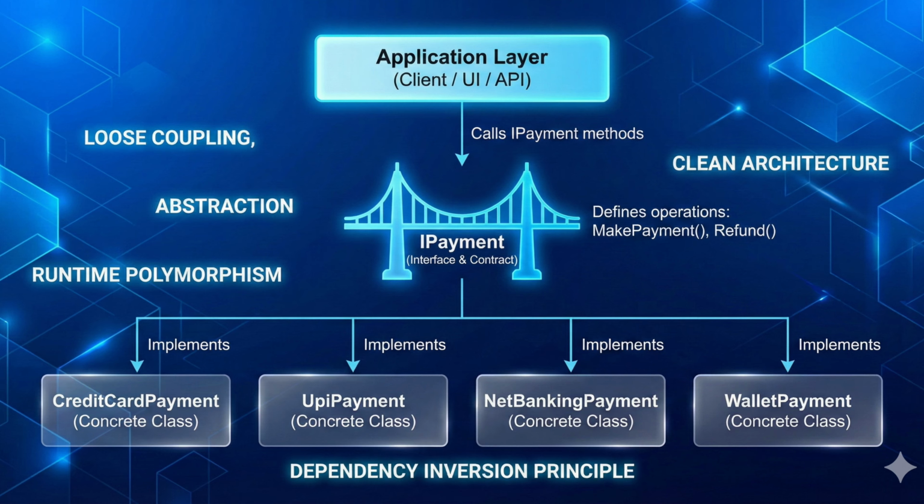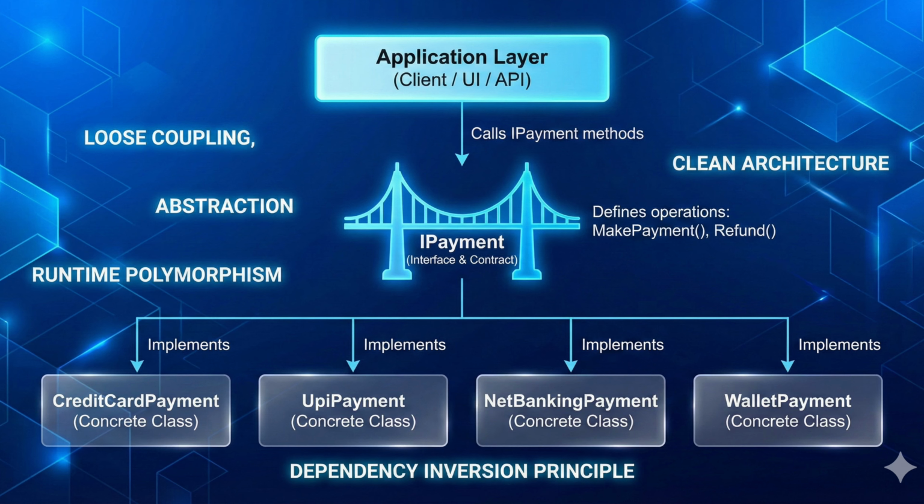Next, we create another class called UPI payment, which also implements the same iPayment interface. This class again provides implementations for make payment and refund methods, but the logic written inside these methods is related to UPI transactions. The method names remain exactly the same as defined in the interface, but the internal behavior is completely different. This shows that different classes can implement the same interface in their own way. This concept is known as polymorphism, where one interface supports multiple forms of behavior.